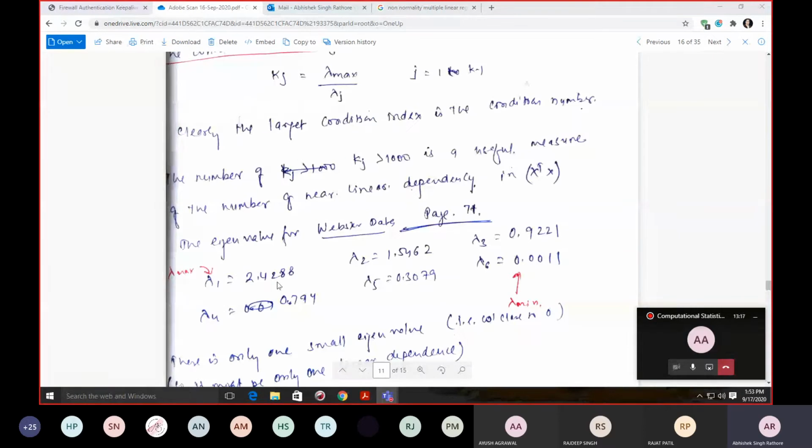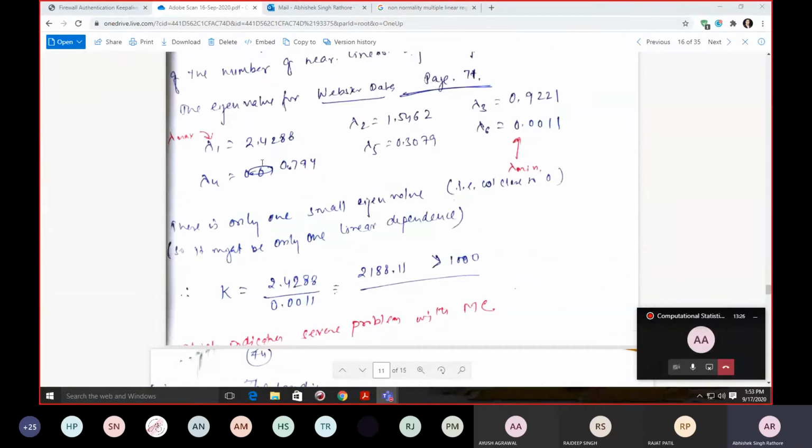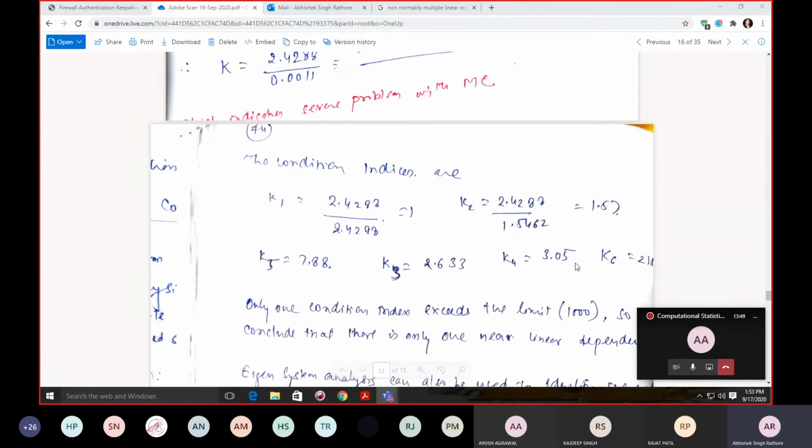Now again we are checking particular instances to see whether multicollinearity exists in the data. So let's check. k1 is lambda max, 2.448, upon lambda 1, which is 2.428, so this equals 1, so no collinearity. Again k2 is lambda max by lambda 2, then k3, k4, k5, and k6.